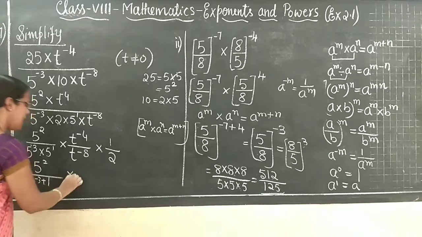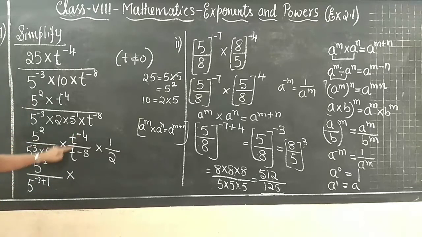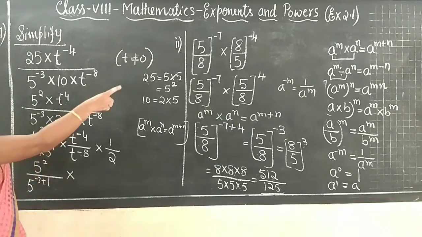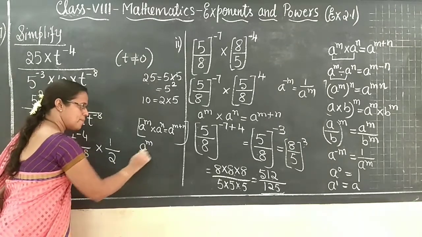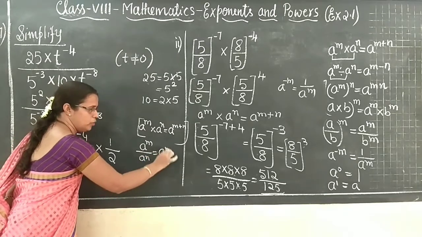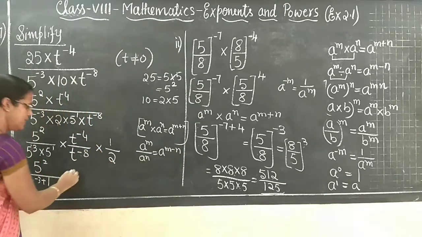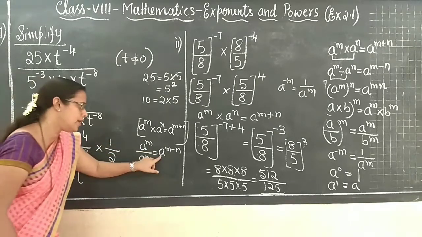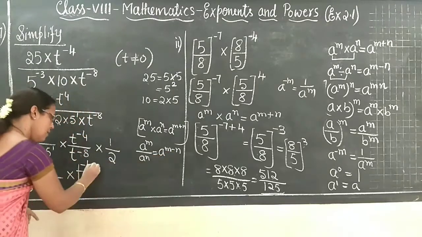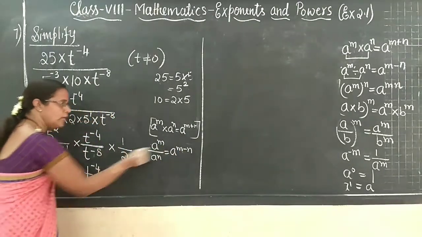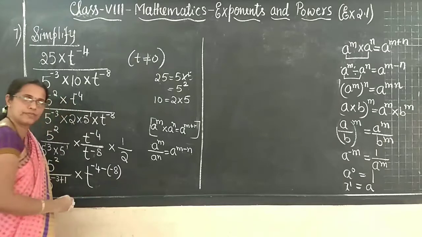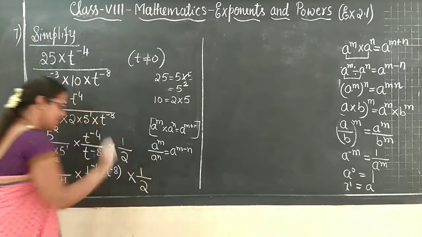Got it? So next step, here, t to the power minus 4, t to the power minus 8. Second law can be used when the bases are same, powers you have to subtract. Second law, got it? So a to the power m by a to the power n is equal to a to the power m minus n. In the sense, t to the power minus 4, middle sign is minus, n is also minus, so minus of minus 8. Into half cannot do anything, as it is you write.